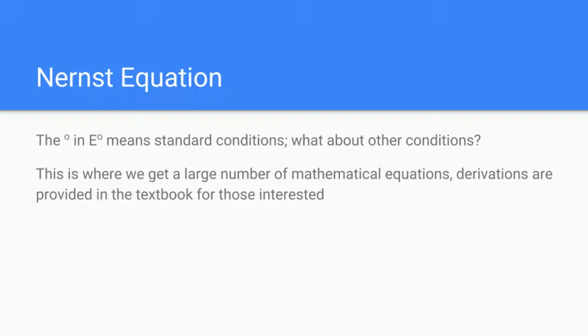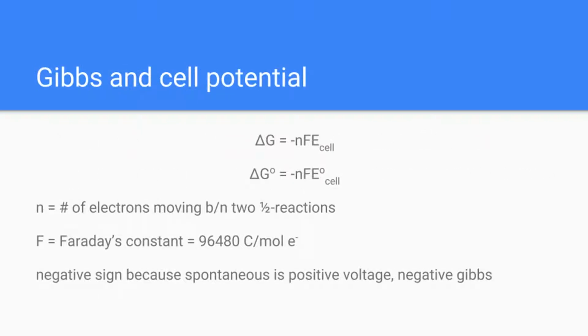But you need to be able to calculate voltages and free energies and things like that for non-standard conditions. So we are going to end up with a large number of mathematical equations. The derivations, if you're interested, are in the textbook, but I will not be providing them here. But let's take a look at the first set of equations. First up is the relationship between Gibbs free energy and our cell potential. Delta G is equal to negative nFE, or delta G standard equals negative nFE standard.